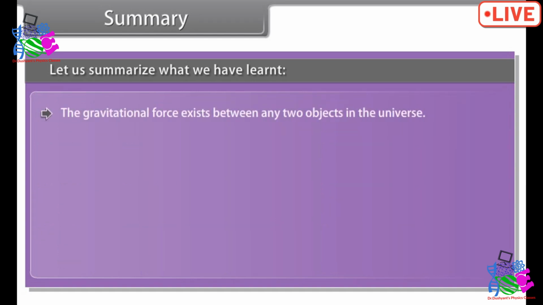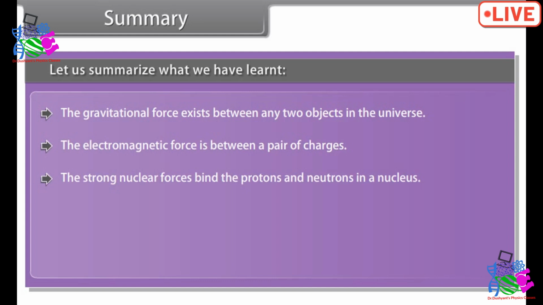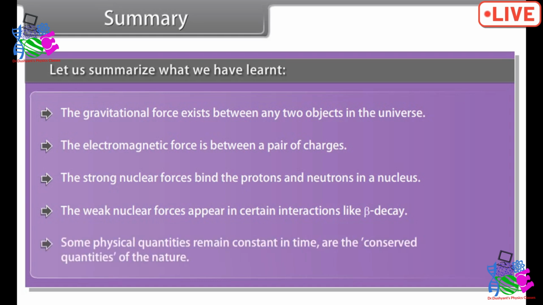The gravitational force exists between any two objects in the universe. The electromagnetic force is between a pair of charges. The strong nuclear forces bind the protons and neutrons in a nucleus. The weak nuclear forces appear in certain interactions like beta decay. Some physical quantities remain constant in time; these are the conserved quantities of nature.